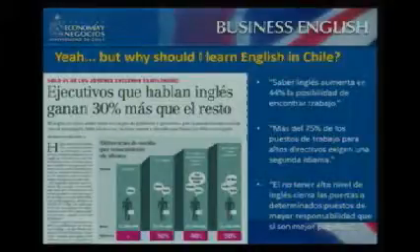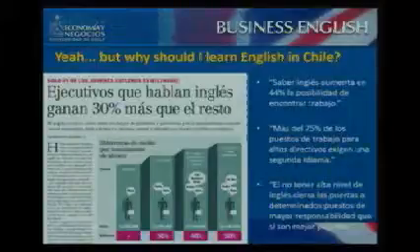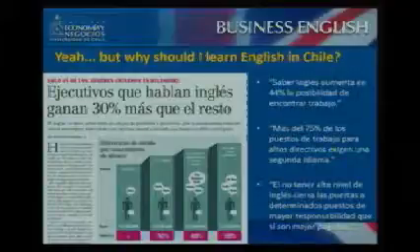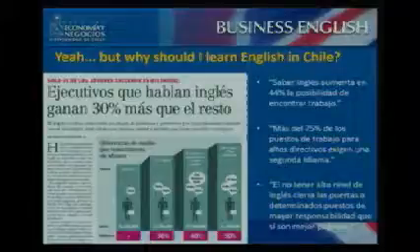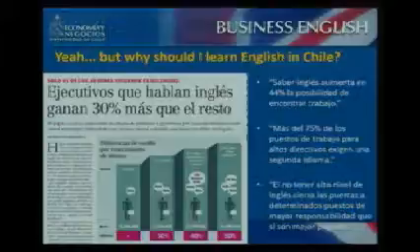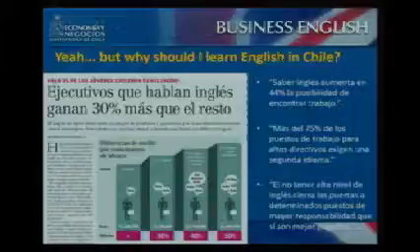Well, this is an article that came out in El Mercurio a while back. And as you can see, executives that speak English have 30% higher income than those that do not speak English. Maybe you don't want to take the fun reasons for learning a language, but you can't mess with math. As it says here, knowing English increases by 44% your ability to find a job. I am not kidding, guys.